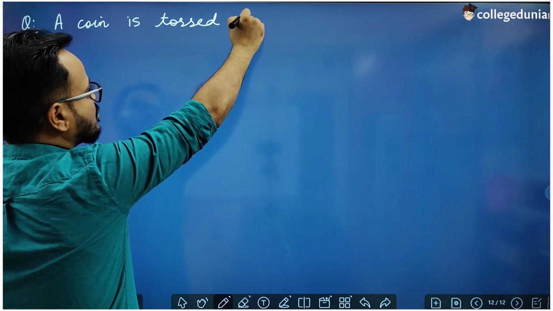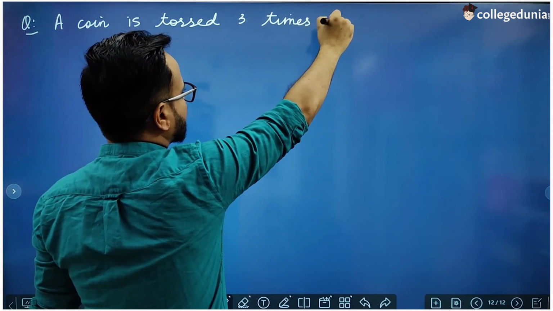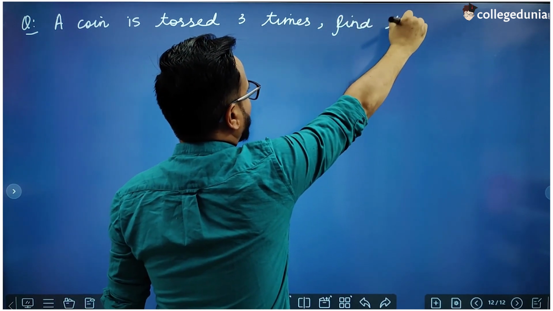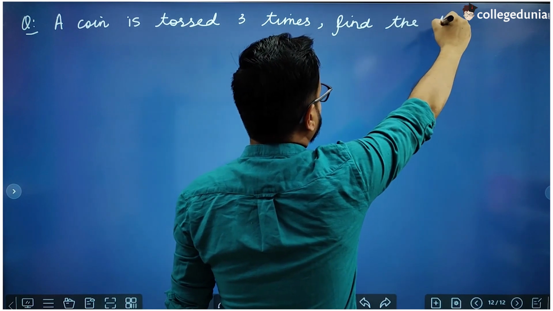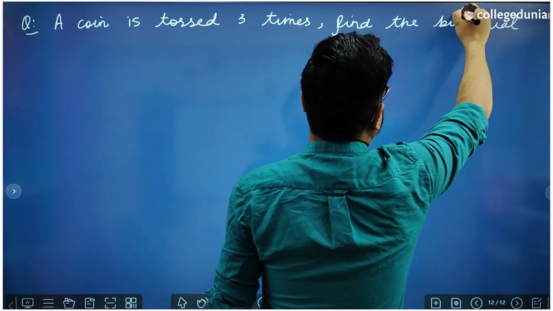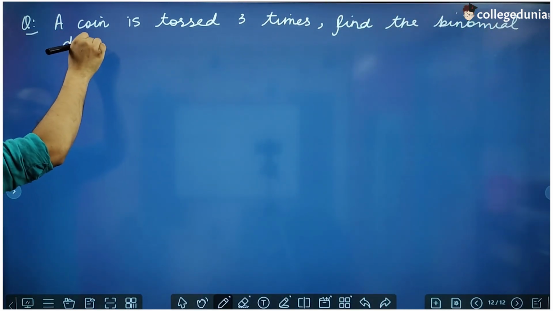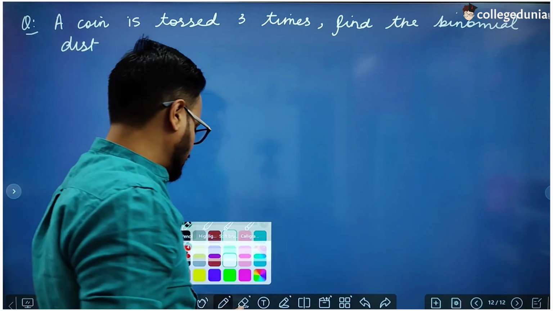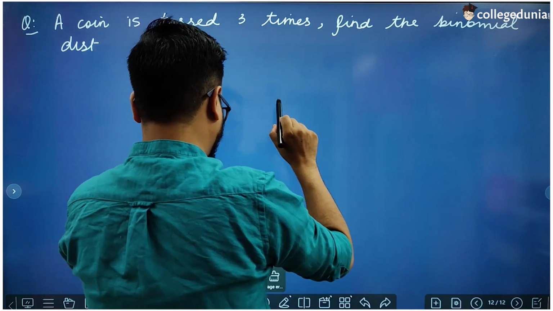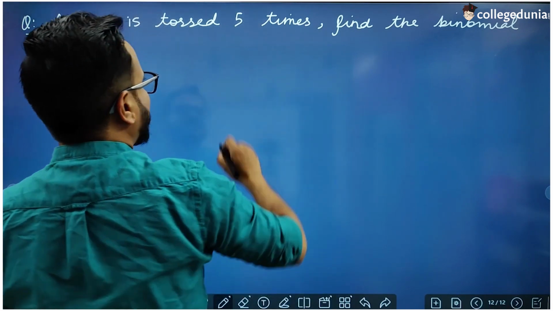A coin is tossed 3 times. Find the probability, the binomial distribution. Or we should take more than 3 times, because 3 is very easy. Okay, a coin is tossed, suppose 5 times.